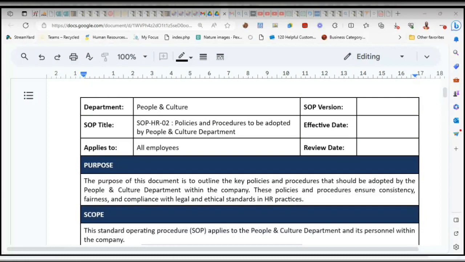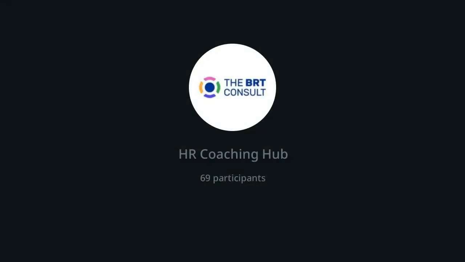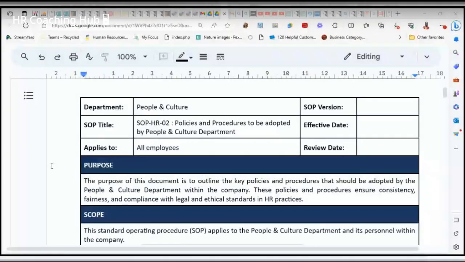Okay, so now it says the People and Culture Department. The SOP always has a code: SOPs-HR/02, Policies and procedures to be adopted by the People and Culture Department. So it means that if we're going to add a new policy or procedure in the department, we need to go back to this document and update it.